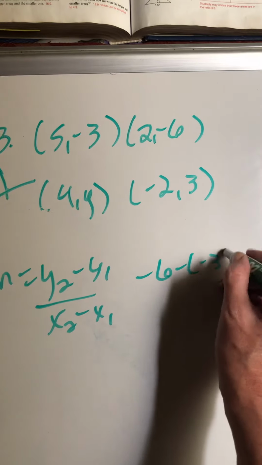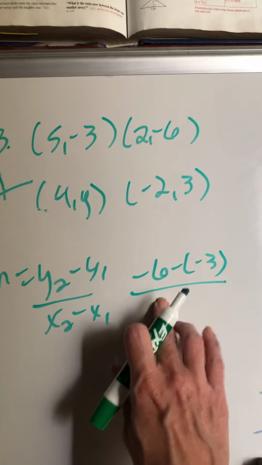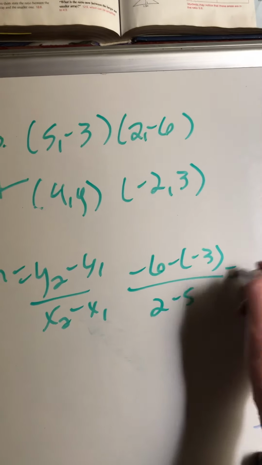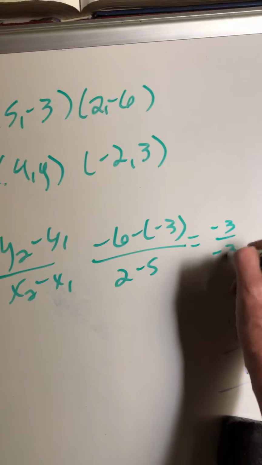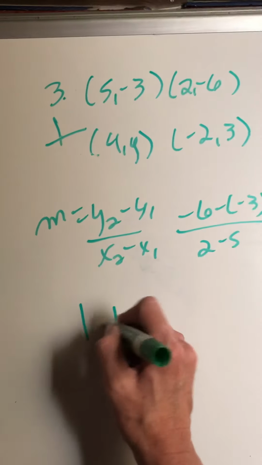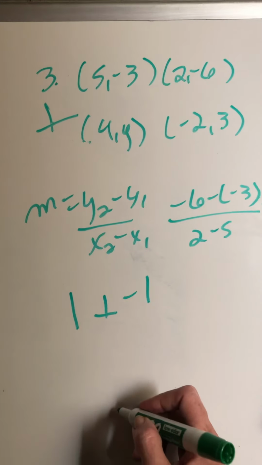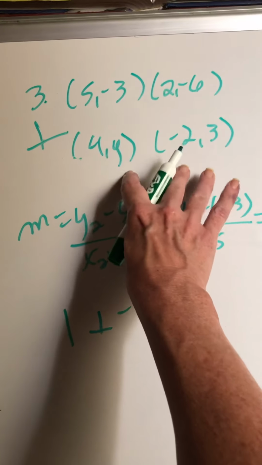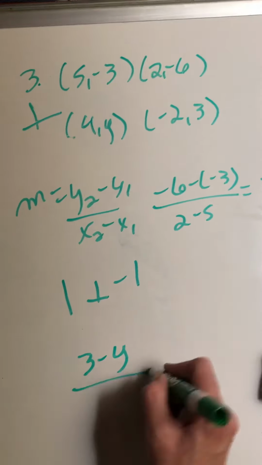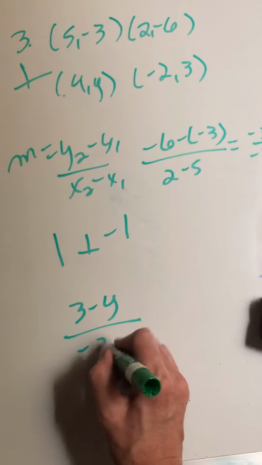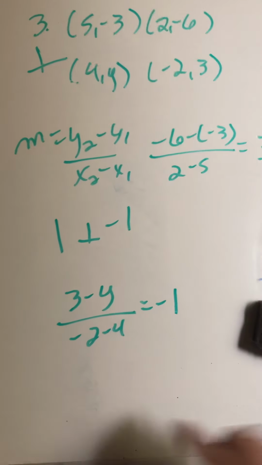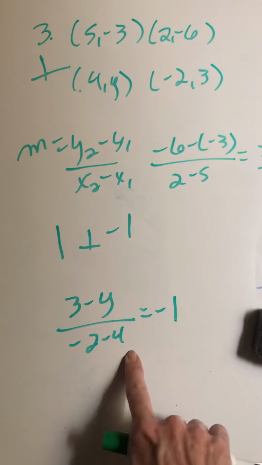-2 minus -3. I wrote it right, said it wrong. -6 minus -3, and then 2 minus 5. So this would be -3 over -3, which is 1. So if my slope is 1, my perpendicular slope is -1. So now you've got to take this and set it into slope formula. So what I mean is this, 3 minus y over -2 minus 4 equals -1. And solve from there. You should be able to solve from there. -2 minus 4 is -6.